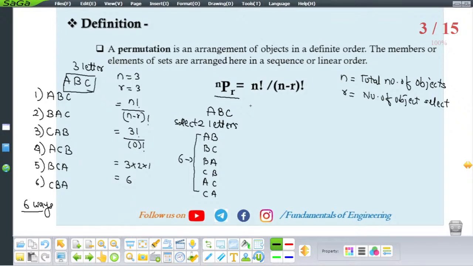N is equal to 3 and we have to select the number of objects. R is nothing but the number of objects we are selecting, that is 2. So nPr, based on that, we are getting 3 factorial upon (3 minus 2) factorial. 3 minus 2 factorial is nothing but 1 factorial, and 1 factorial value is 1. So 3 factorial value is nothing but 6. So by using this formula and with the arrangement we can get it.